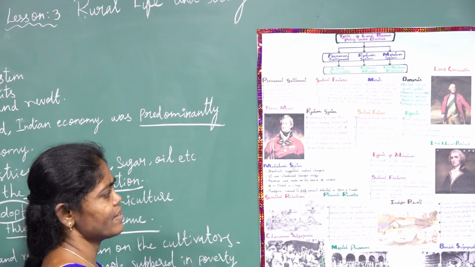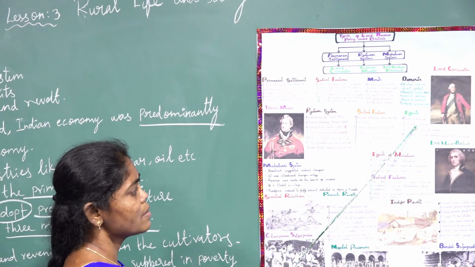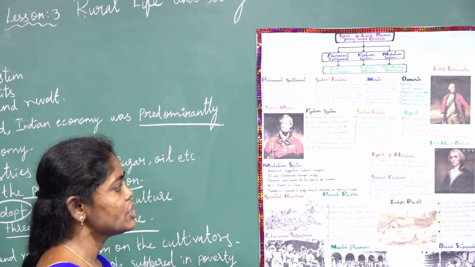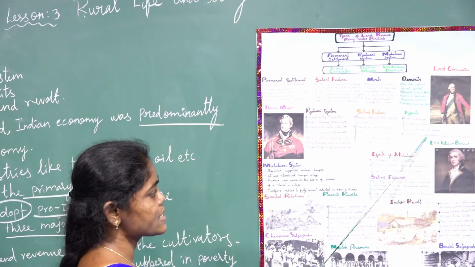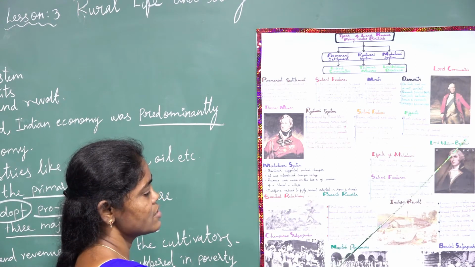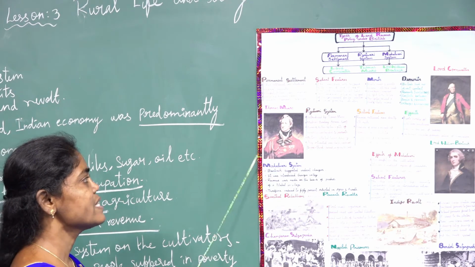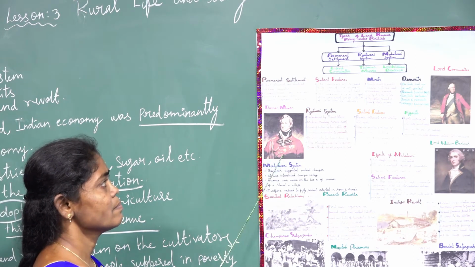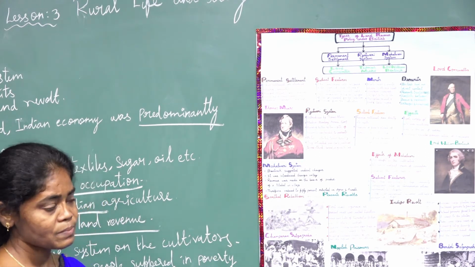We will see the effects. Ryots were hardly left with bare maintenance, even in the best of seasons. Government exploited farmers instead of zamindars. These were the effects. So we have seen the second, that is Ryotwari system introduced by Thomas Munro.